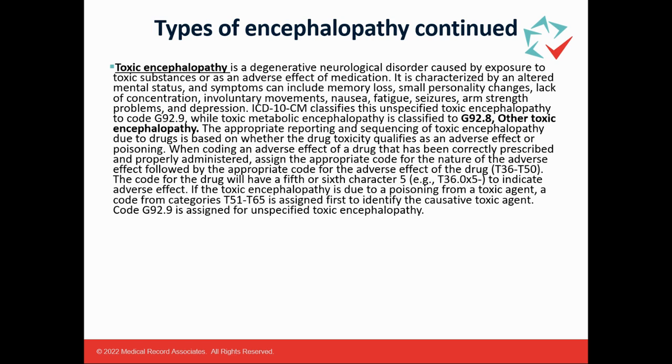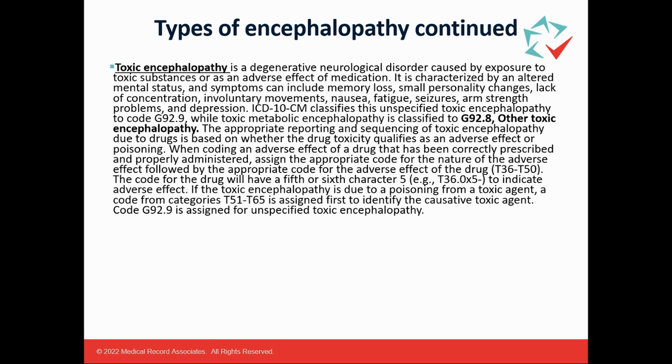When coding an adverse effect of a drug that has been correctly prescribed and properly administered, assign the appropriate code for the nature of the adverse effect, followed by the appropriate code for the adverse effect of the drug, which is in codes T36 through T50. The code for the drug will have a fifth or sixth character, 5, to indicate adverse effect.